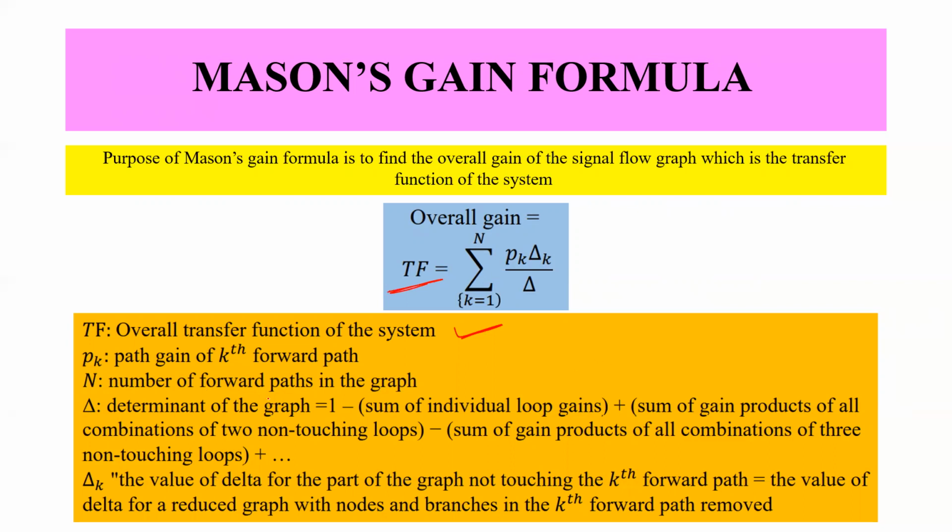So the gain of the kth forward path. There may be n forward paths, so we may have n gains, meaning we will have the gain of each forward path. Then n is the number of forward paths.